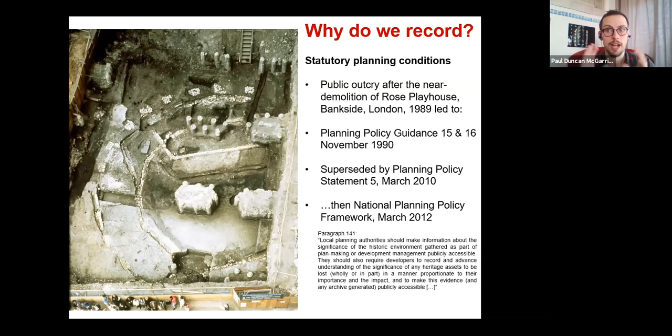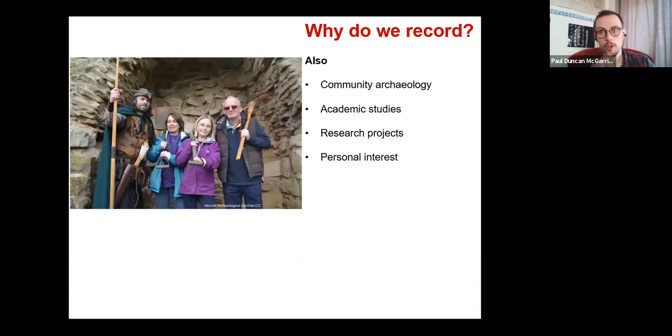So that is how most archaeology, about 95% of archaeology in the UK, is funded, and why there is this huge amount of information that we have on these sites is because of this system and the way that it works. There are other reasons that you record historic buildings. Community archaeology, hopefully some of the skills I'll show you today very briefly might give you an idea that you want to do some of your own work and, you know, work with other people as well. Academic studies, research digs, and personal interests.